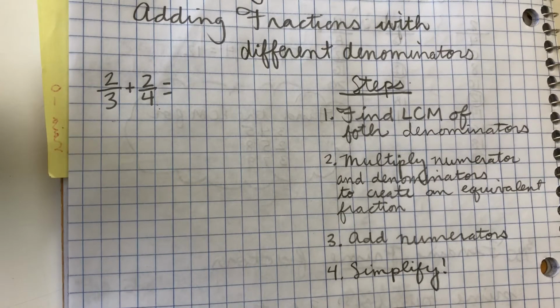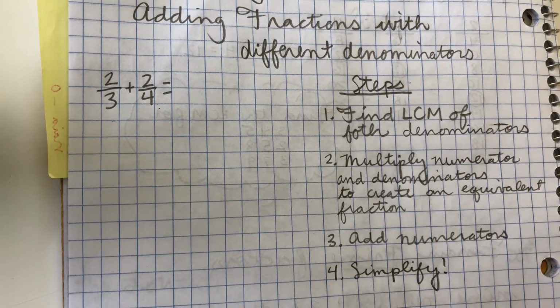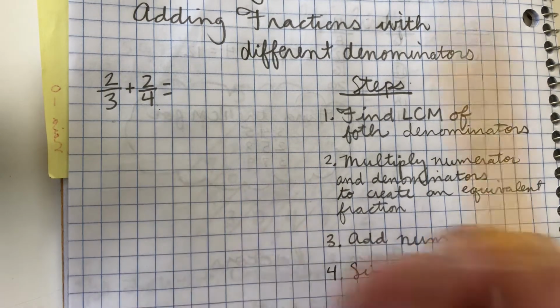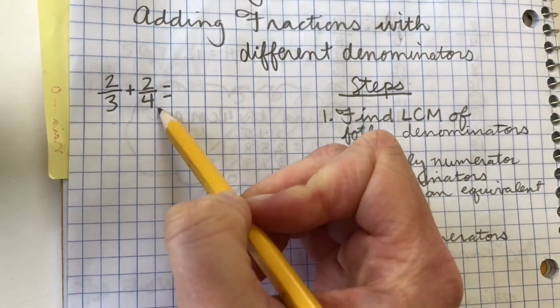Good afternoon. Today we are doing adding with fractions that have different denominators. I have our steps written down right here. So our problem today is 2/3 plus 2/4. I can't add them together just across because they have different denominators.